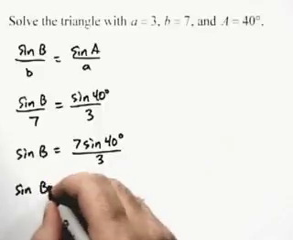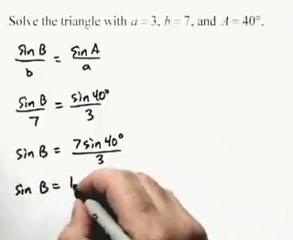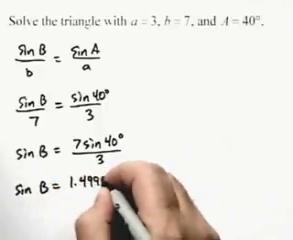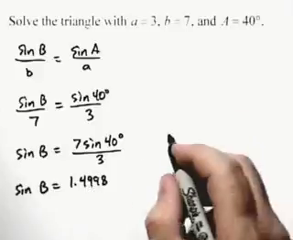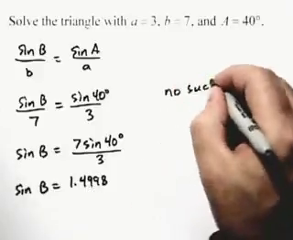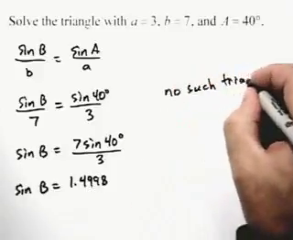This gives us that the sine of angle B is equal to roughly 1.4998. Now there is no angle B for which the sine of that angle is greater than 1. Therefore, there is no such triangle with the given measurements.